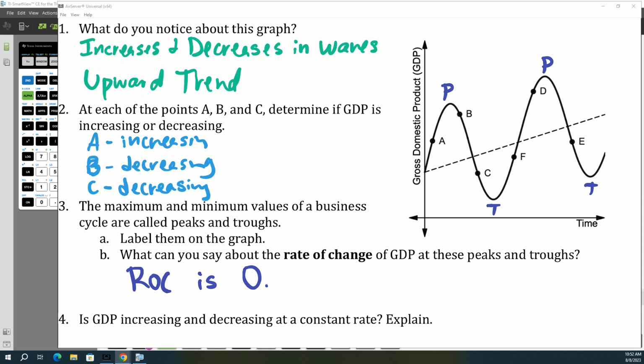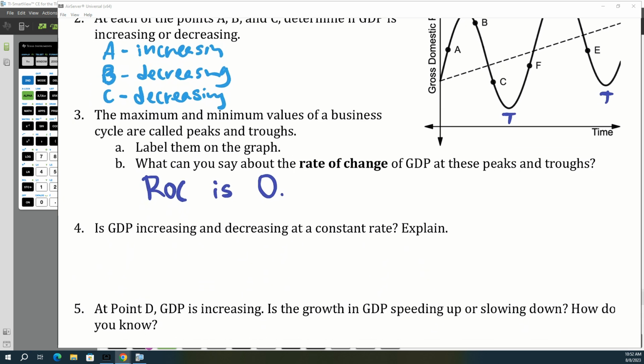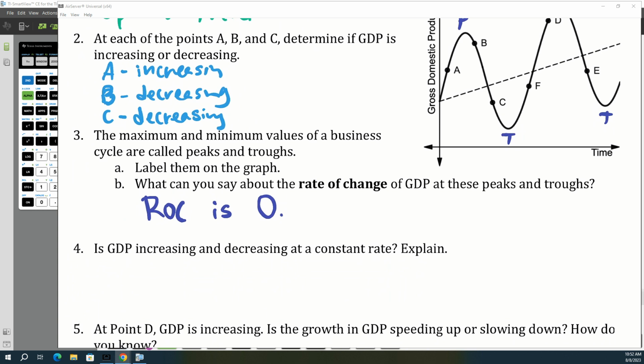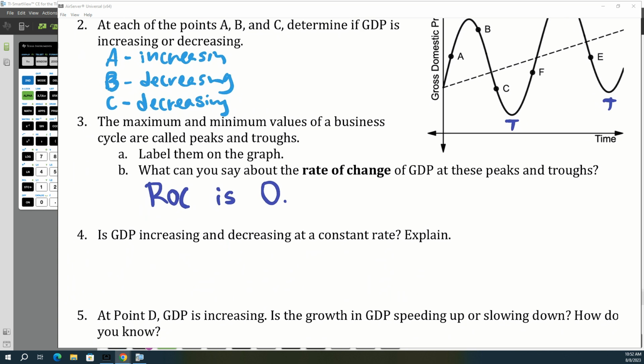All right, and then is the GDP increasing and decreasing at a constant rate? For that to happen, what type of function does it need to be? Linear. A linear function is the only function that increases and decreases at a constant rate. So I'm just going to say the graph is not linear.